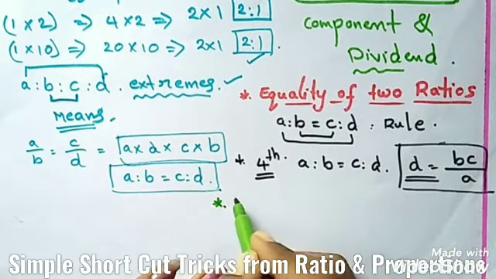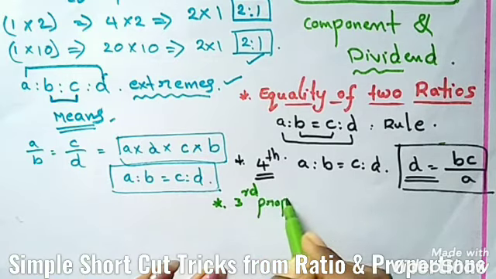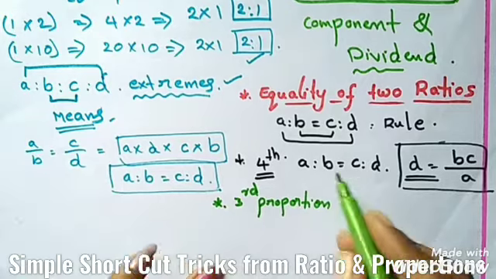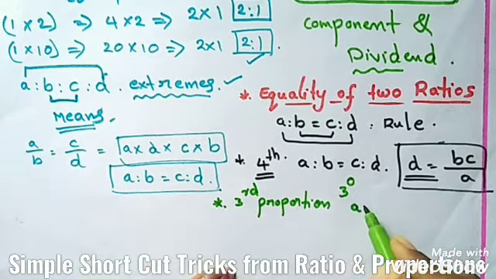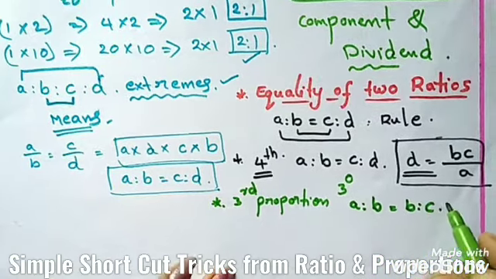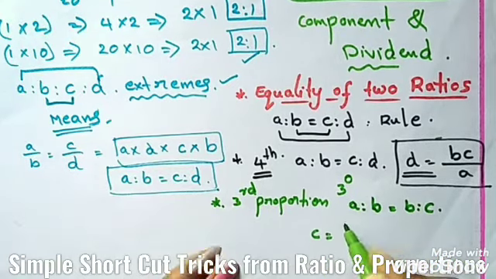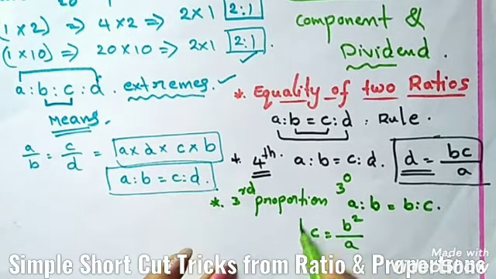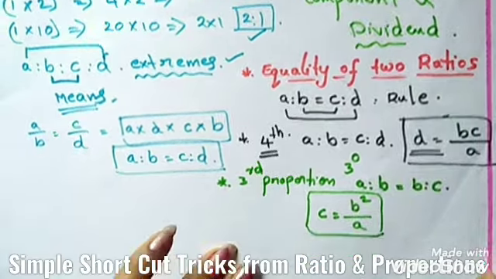And to find the third proportion, or the third proportional number, nothing but the tertiary one. Suppose a is to b is equal to b is to c, then find the c value. That is only the third proportion. So for that also you have a formula: c is equal to b square by a. Need to remember this, c is equal to b square by a.